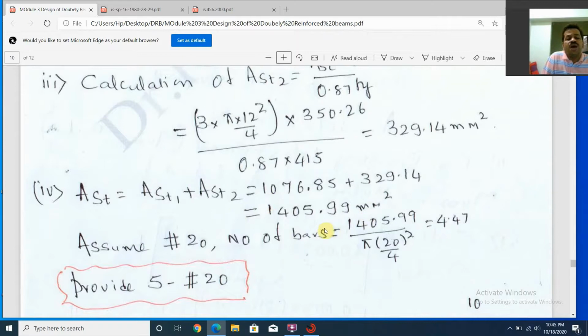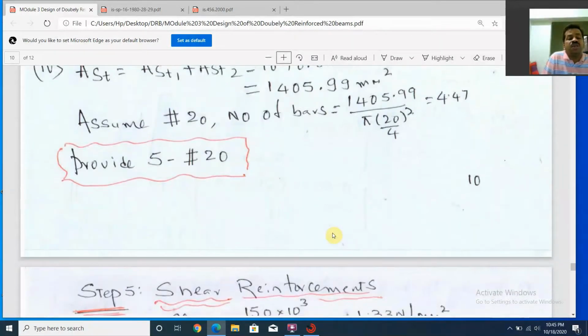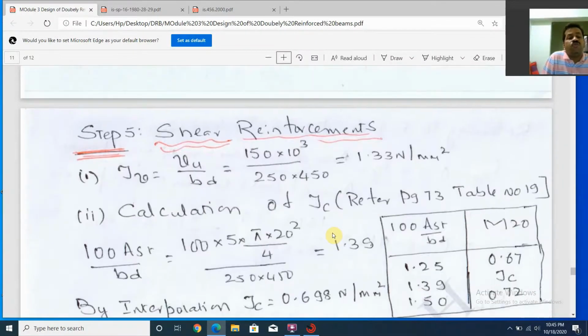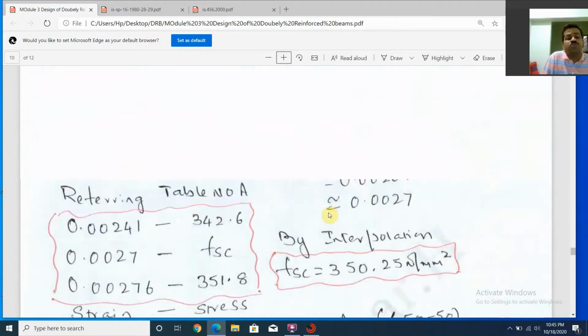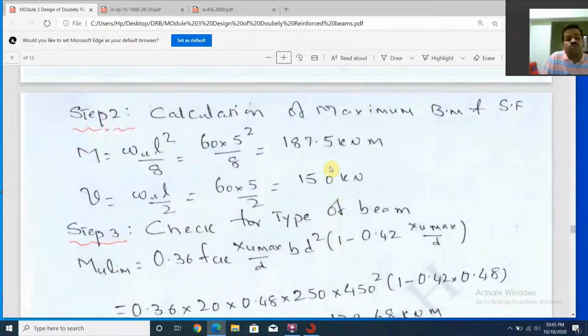1405.99. And now as the range is from 1000 to 2000, assume 20 mm and find the number of bars. That's what we did. The beam designed for bending moment, and we designed a doubly reinforced beam. Now finally, this beam should be verified for the shear reinforcement. We know the shear force in this problem is Vu is equal to WL by 2. So hence you got 150 kilonewton.